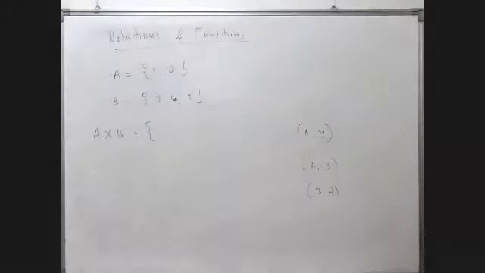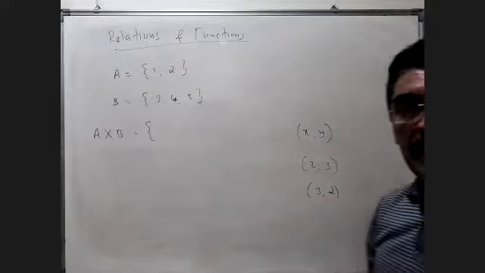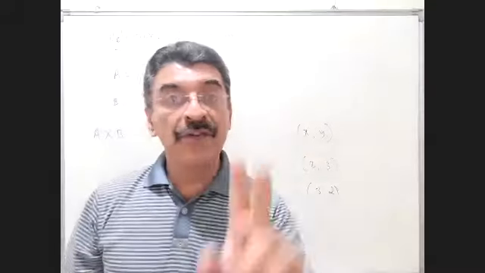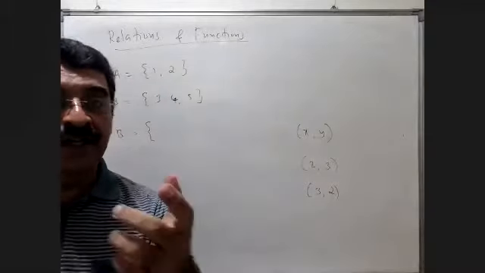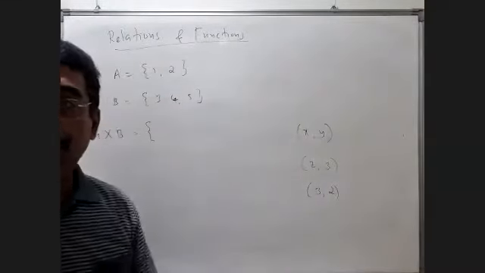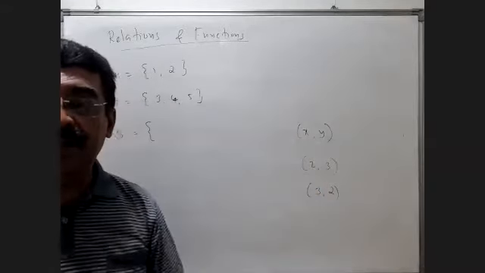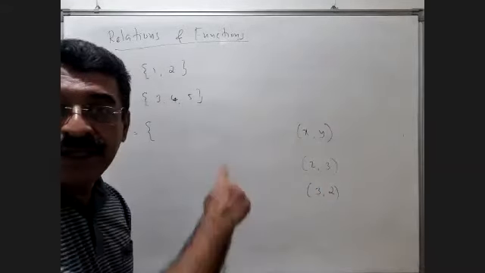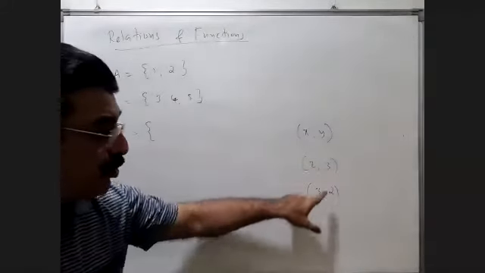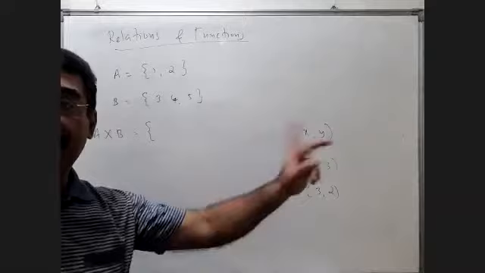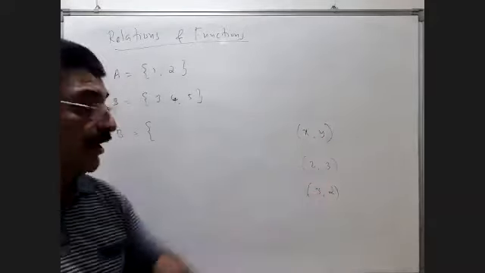See, A cross B. The ordered pair 2, 3 and 3, 2, they are different. Ordered pair means the order is important. You know the meaning of 2, 3. In class 9, you learned the Cartesian coordinates. 2 is the x coordinate, and this means 2, 3 represents a point in the Cartesian plane. X coordinate is 2, y coordinate is 3. The position of 2, 3 and the position of 3, 2 are entirely different. So the ordered pair 2, 3 and 3, 2 are entirely different.